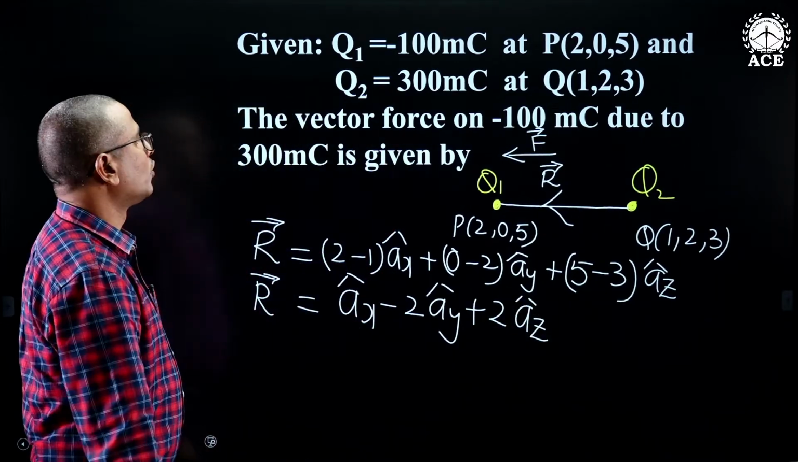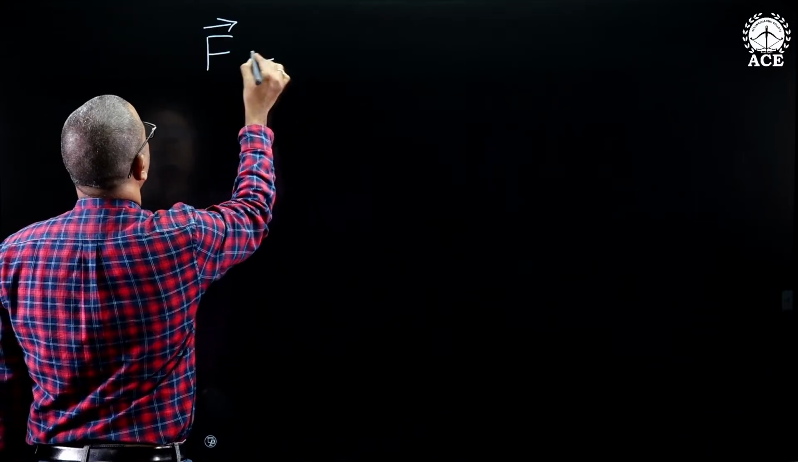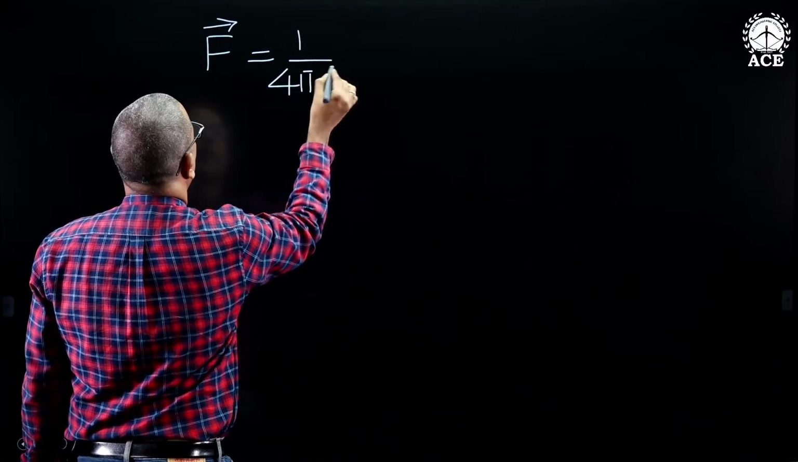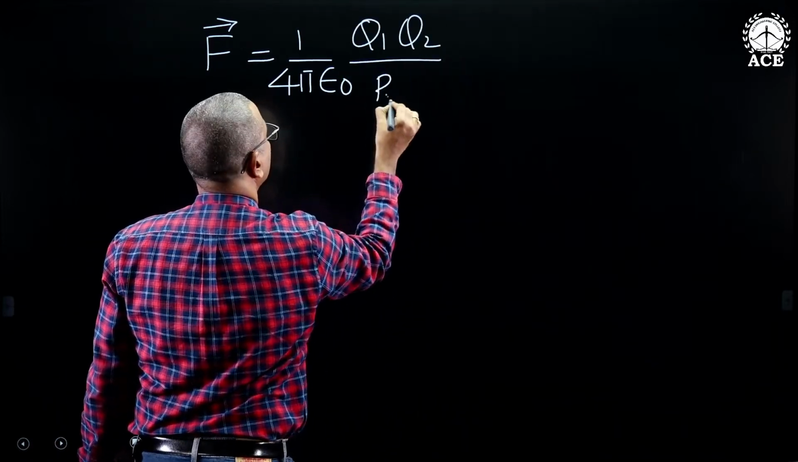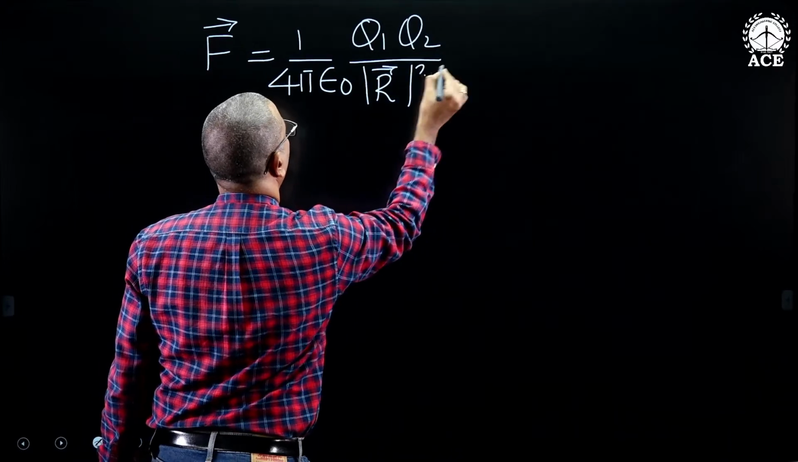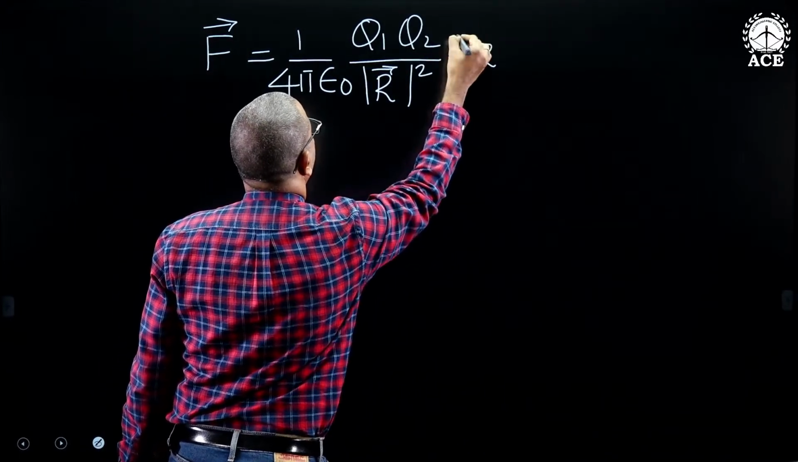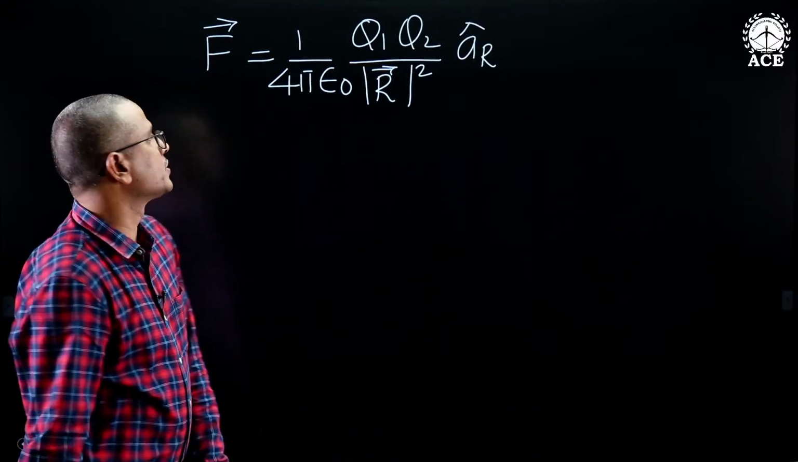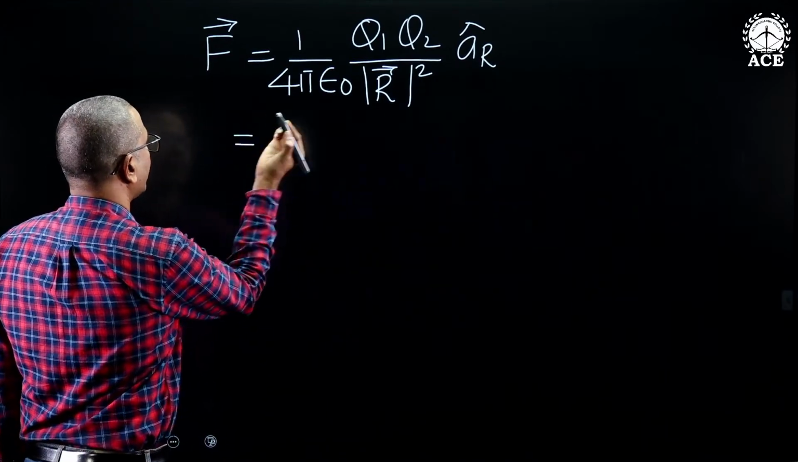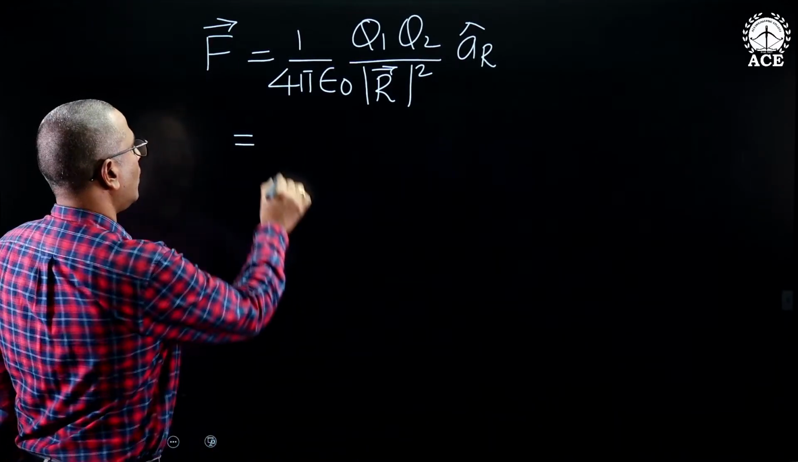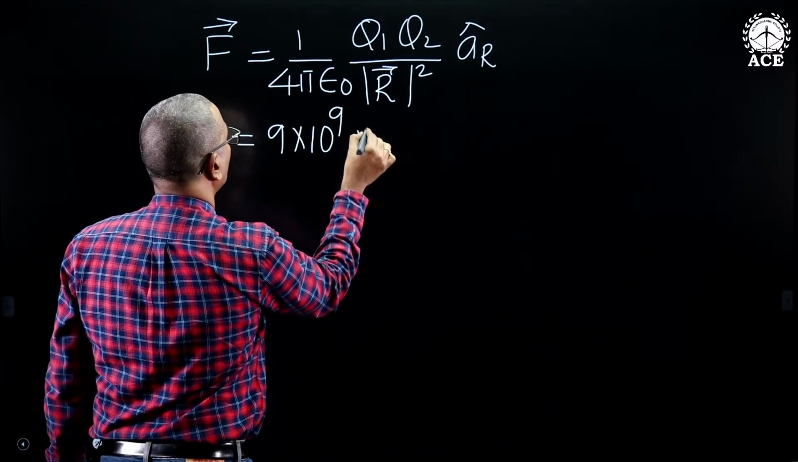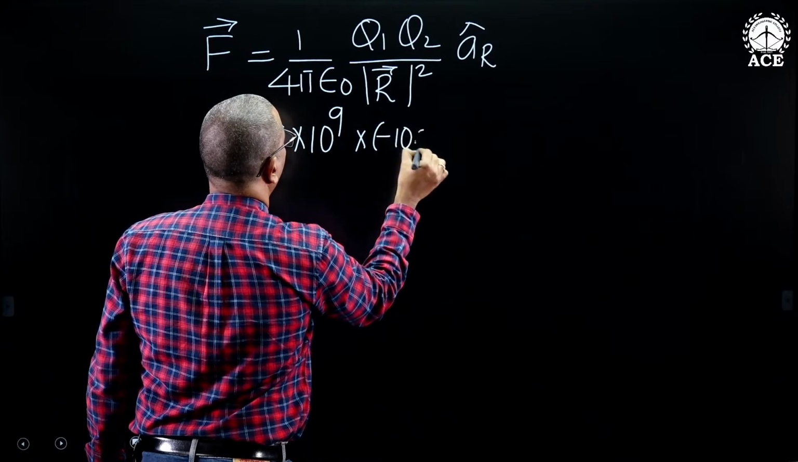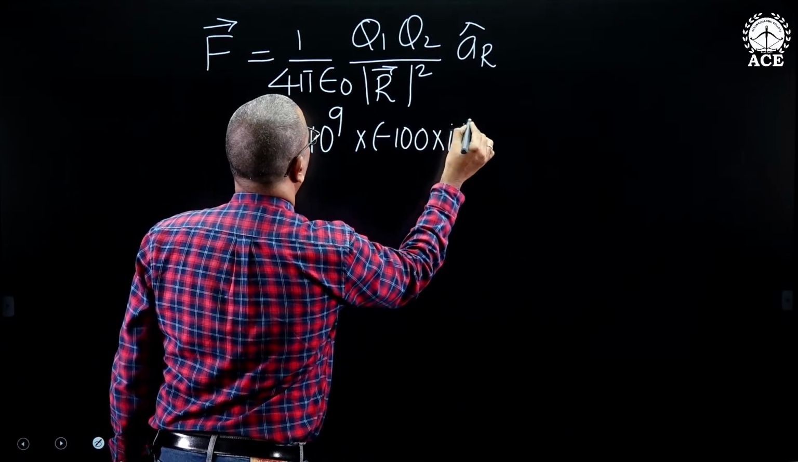So what is our Coulomb's force equation? I am writing here. F bar is equal to 1 by 4 pi epsilon naught Q1 Q2 by distance square, mod R square, A R cap. Just a skeleton of our equation I have given here, the basic equation. What is 1 by 4 pi epsilon naught? We have a ready-made value, 9 into 10 to the power of 9. Q1 is minus 100 milli, 10 to the power of minus 3.